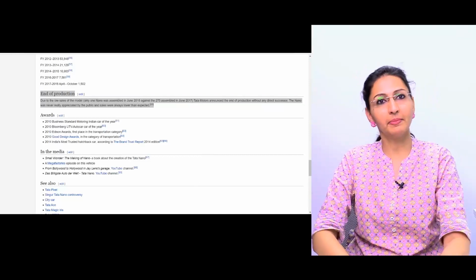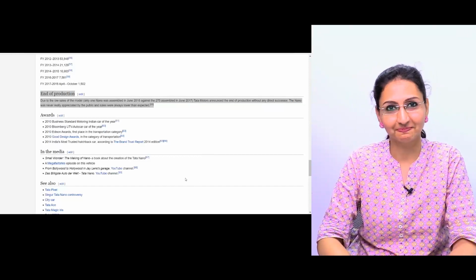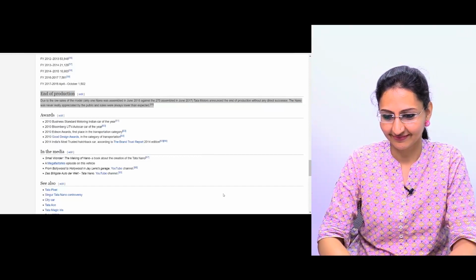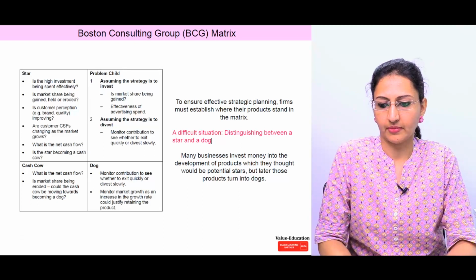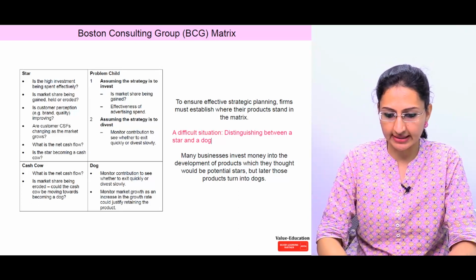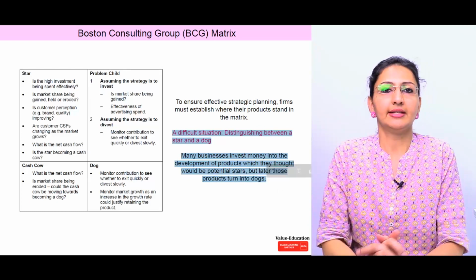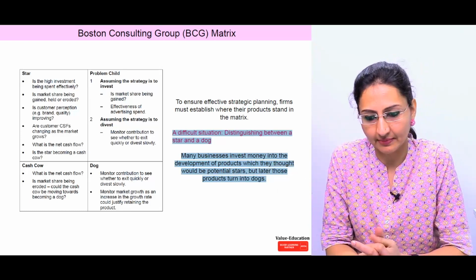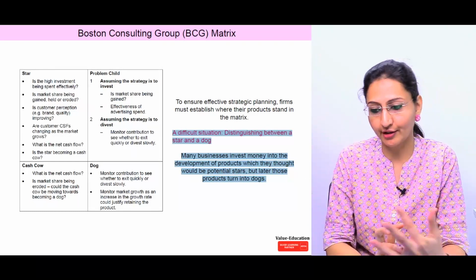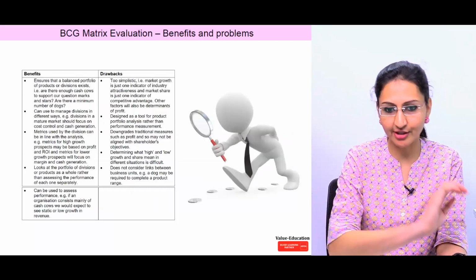Now let me just get back the PPT again. And here we are, right? So this Nano case was absolutely an instance of this particular statement, that distinguishing between a star and a dog can be a problem. Now let's just move ahead.